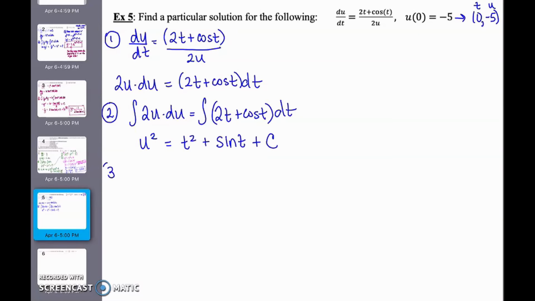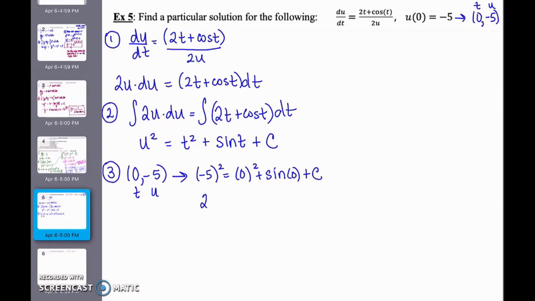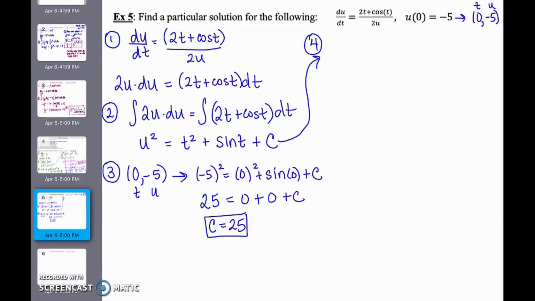Now step 3, we are going to use our given initial condition to solve for c. Remember, we've got that ordered pair 0, negative 5, and this is a t value, this is a u value. So when we plug these in, we get negative 5 squared is equal to 0 squared plus sine of 0 plus c. Negative 5 quantity squared is positive 25. 0 squared is 0, and the sine of 0, think about the unit circle, sine of 0 is 0. So I end up with 0 plus c. So that tells me that c is 25. Okay, so then my step 4 is going to be to plug that c value that I just found right back in to my equation from step 2 after I integrated.